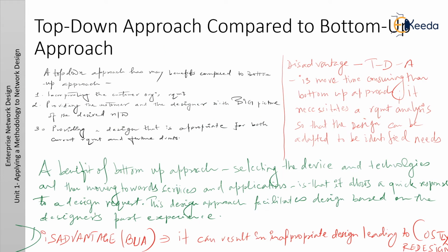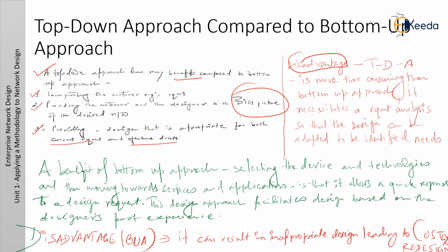So this is the topic, top-down approach compared to bottom-up approach. A top-down approach has many benefits compared to the bottom-up approach already discussed. Number one is incorporating the customer's organization requirements, first thing. Second thing is providing the customer and designer both a big picture of the desired network, correct? And third thing is providing a design that is appropriate for both current requirements and future developments.